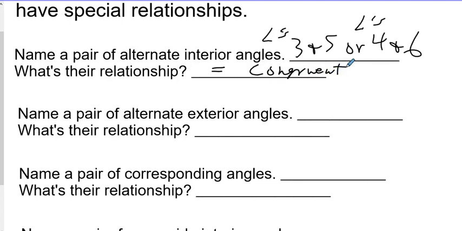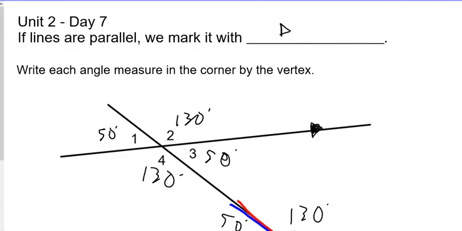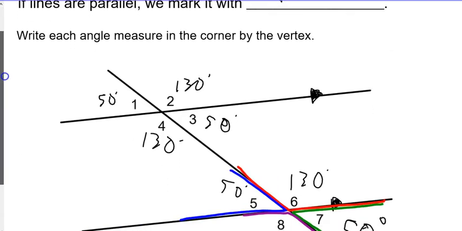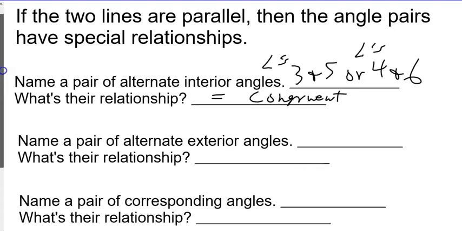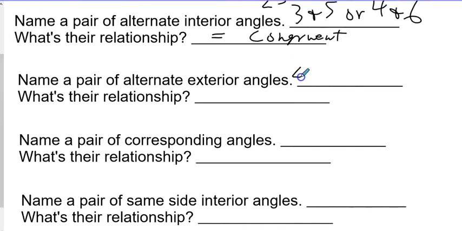All right? Now, how about a pair of alternate exterior angles? Let's step back. Remember, exterior angles are on the outside, so we're talking about 1, 2, 7, and 8. So we're going to talk about 1 and 7, or 2 and 8. Angles 1 and 7, or angles 2 and 8. What's their relationship? Also equal or congruent.